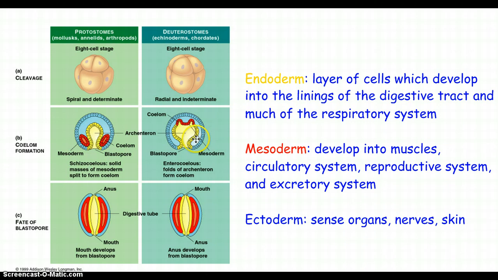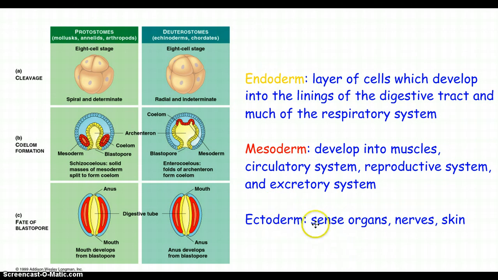So any of the cells that are yellow end up becoming digestive tract or respiratory system. Any of the cells that are red end up becoming muscles, circulatory system, reproductive system, or excretory system. And any of the cells that are blue end up becoming ectoderm, which are your sense organs, your nerves, and your skin.